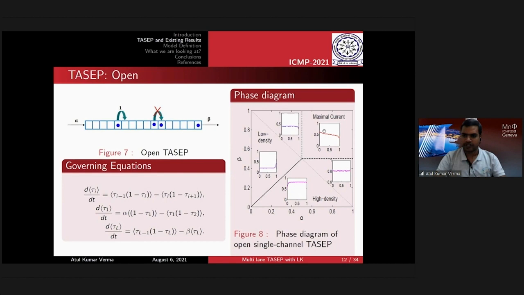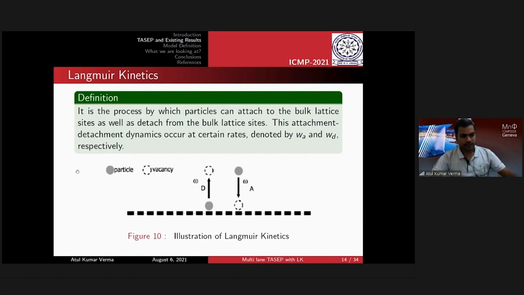So the next concept is that, like in road transport or biological transport, particles can suddenly enter into any lane, or they can also leave. Like on some road, someone can join and someone can leave. So to incorporate more realistic situations, we also incorporate Langmuir kinetics.